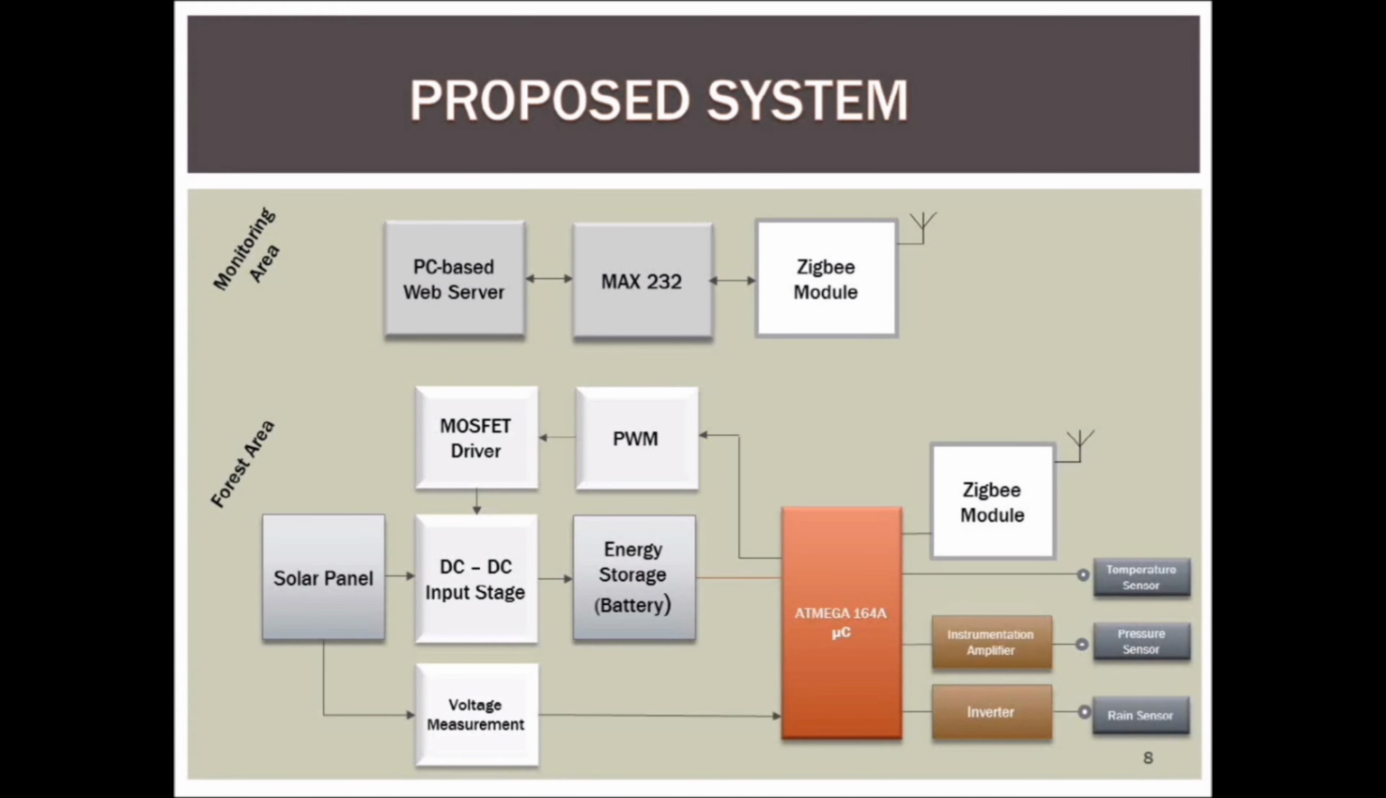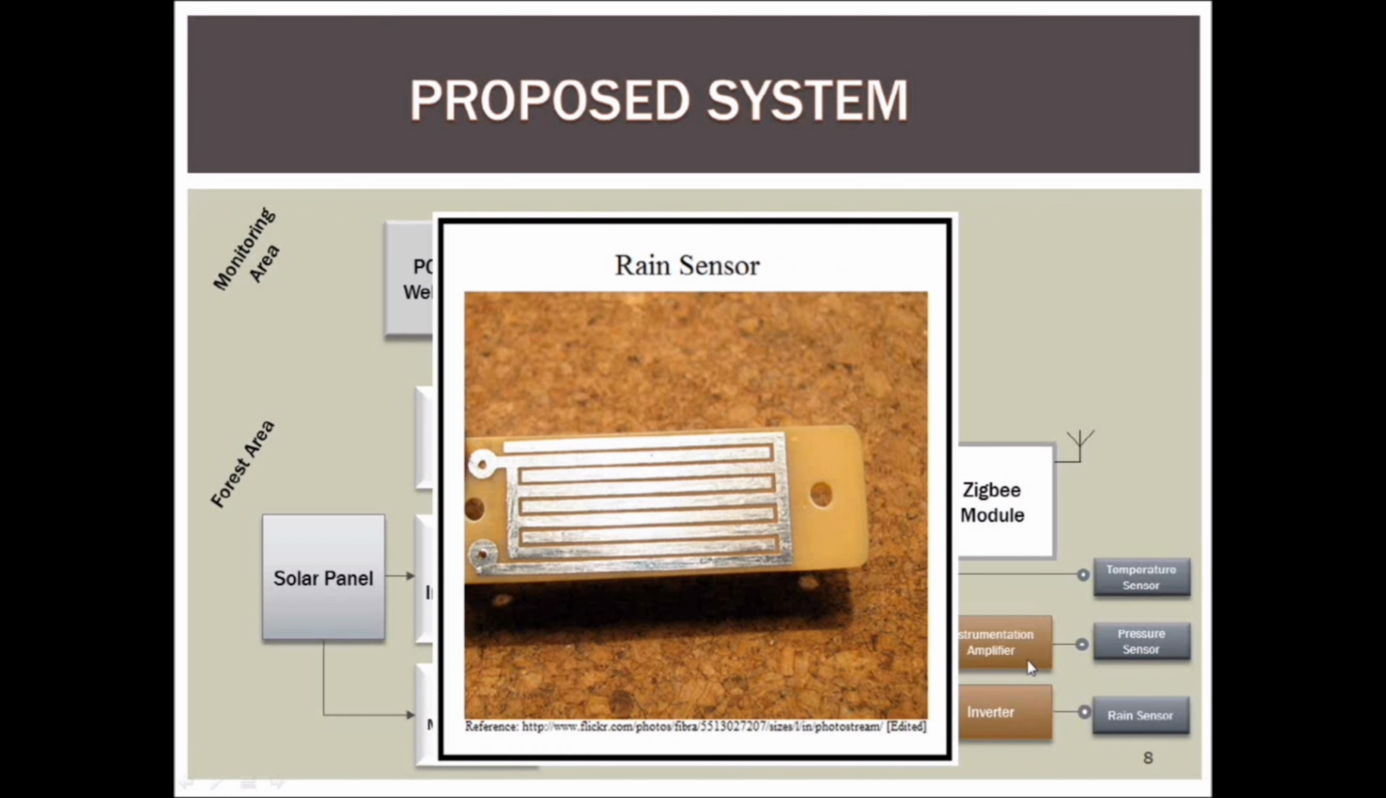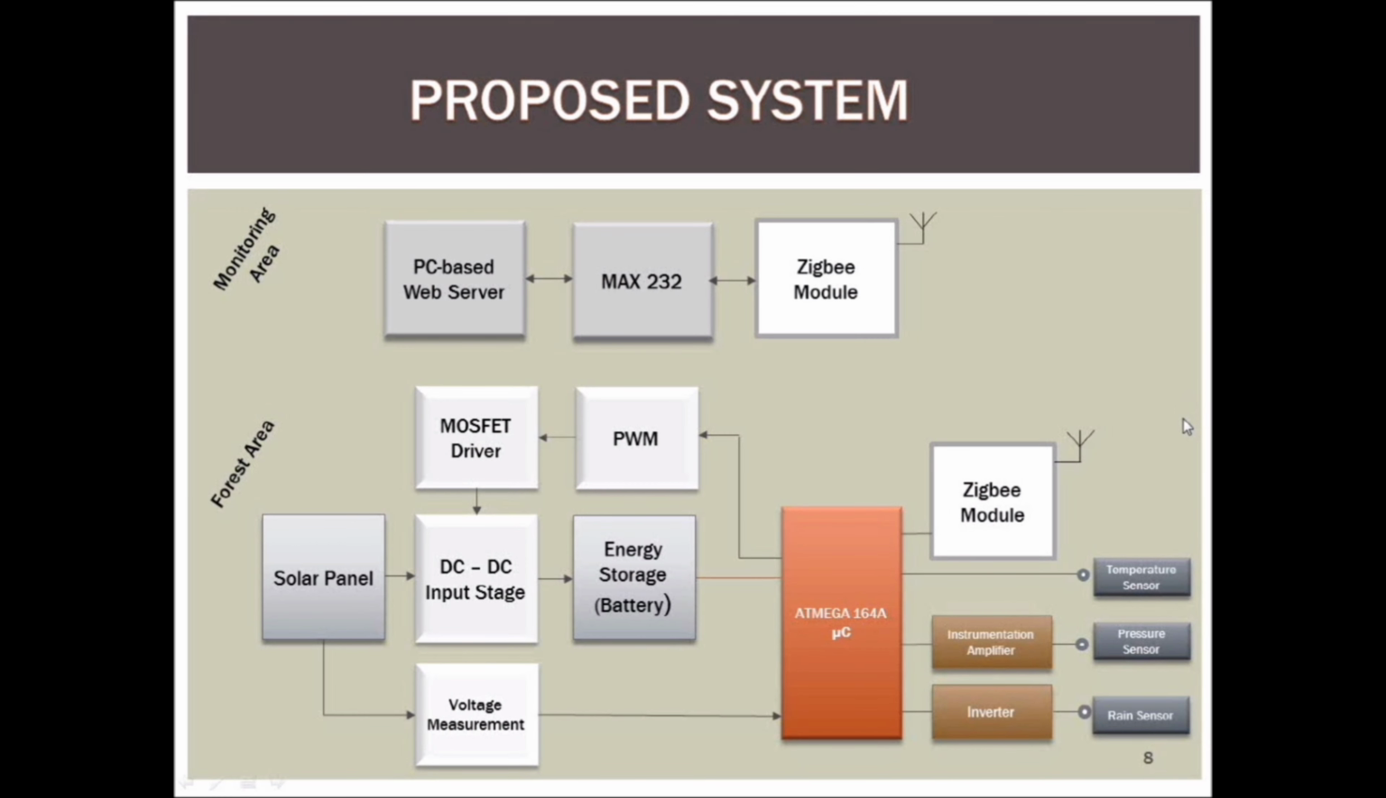In order to overcome the disadvantages of the existing systems, we proposed this new system. This system comprises of two main modules. One module is placed in the monitoring area and the other module is placed in the forest area. The forest area module comprises of Atmega 164A microcontroller, which is the heart of the system. Three different sensors, namely temperature sensor, pressure sensor and rain sensor, are used in this project. Temperature sensor is used for detection of the forest fire and it is directly attached to the microcontroller.